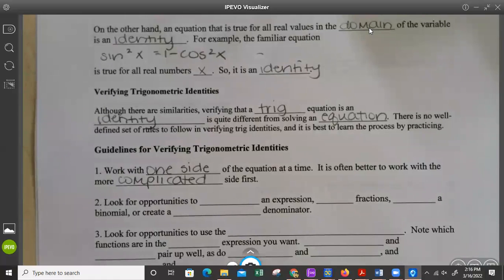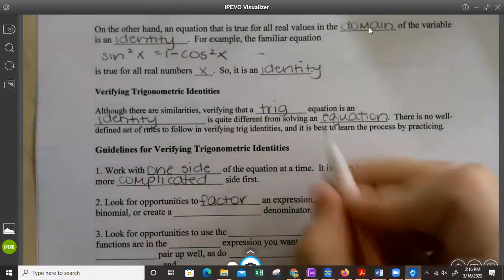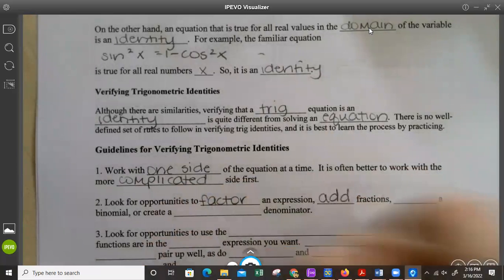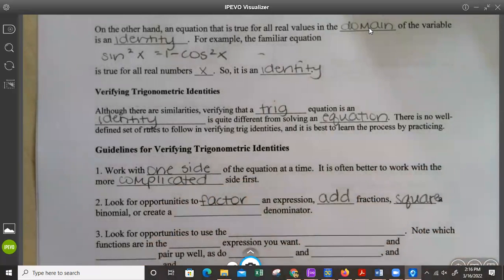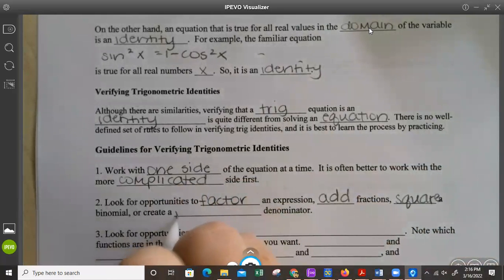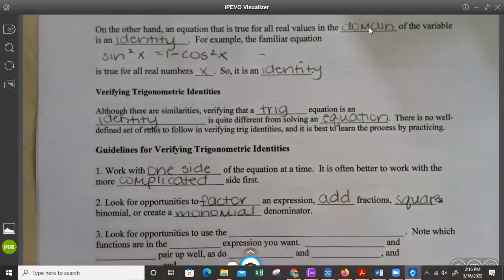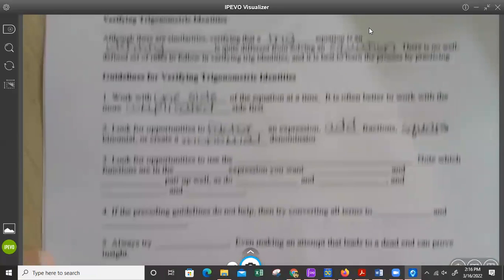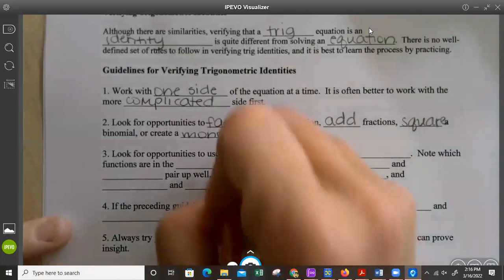Look for opportunities to factor an expression, add fractions, or square a binomial, or even create a monomial denominator. All of which you've done. We factored, we added, when you had the two fractions, we've added those, we squared the binomial, and then we have made a monomial denominator. Monomial means that there's only one term in the bottom. Look for opportunities to use some fundamental identities.